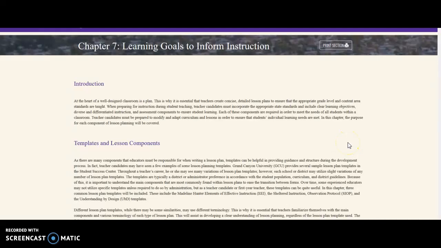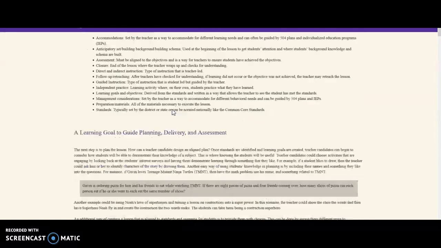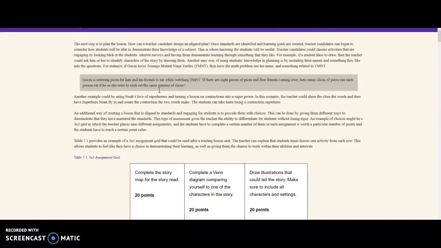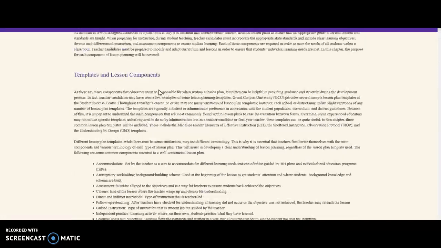Welcome to week 5. This is a very straightforward week, very important week, as it deals with learning standards, goals, objectives, and how to write those. And I want to point out chapter 7 in your textbook. It's easy to forget about the textbook with so much going on, but a learning goal is defined here. So it's a good place to look for that.